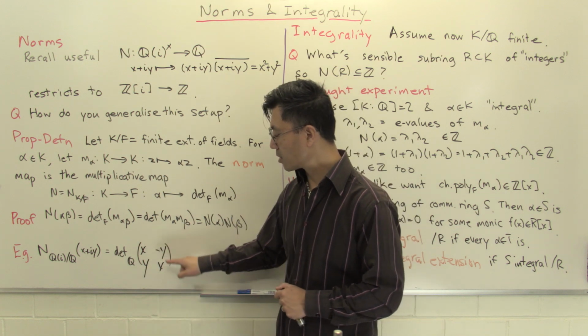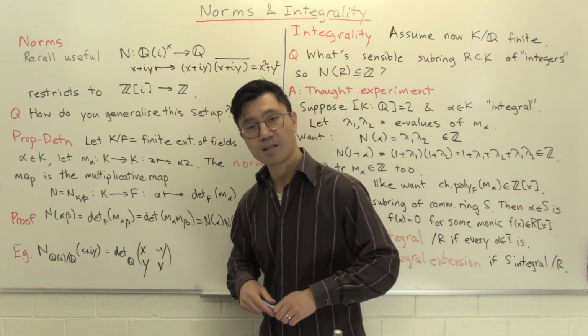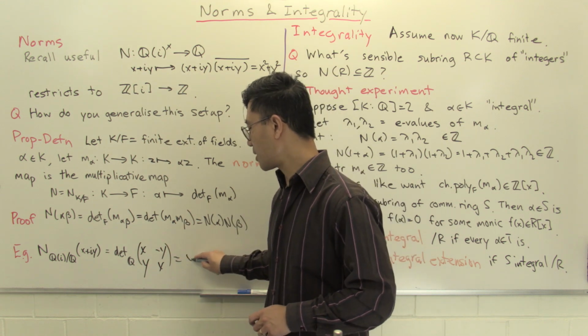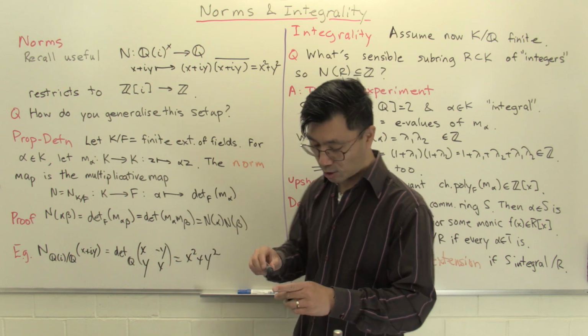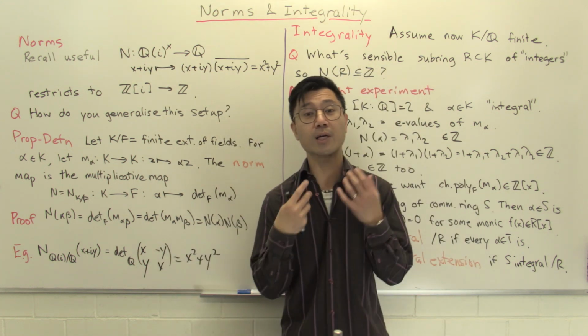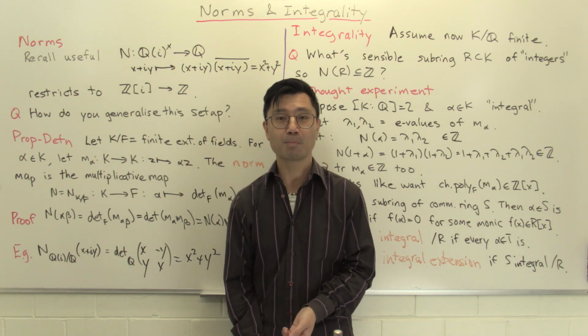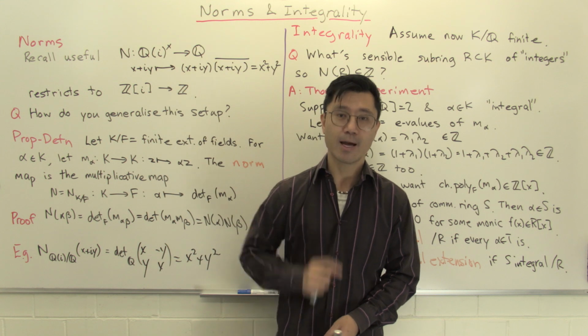It's just x times x, minus y times minus y, so minus negative y squared, and that gives you precisely x squared plus y squared, which is the norm map that Gauss introduced. So this is wonderful, we recover the norm map that we had before. That's rather nice. It's quite easy to generalize this notion of a norm.